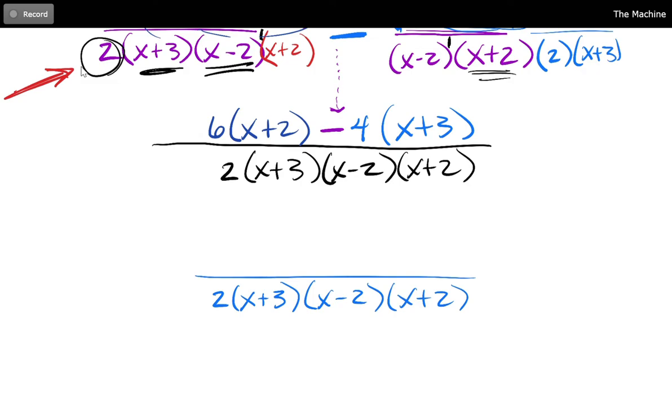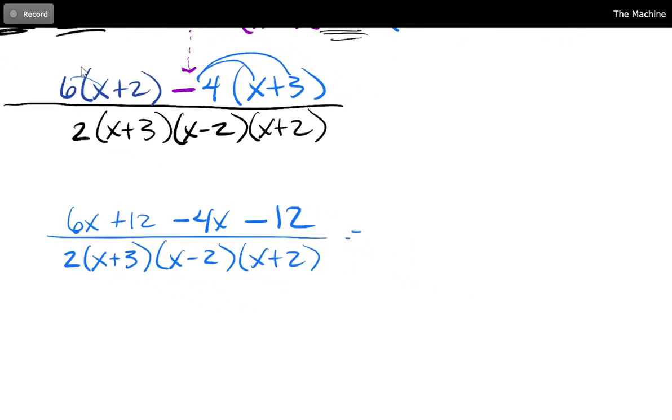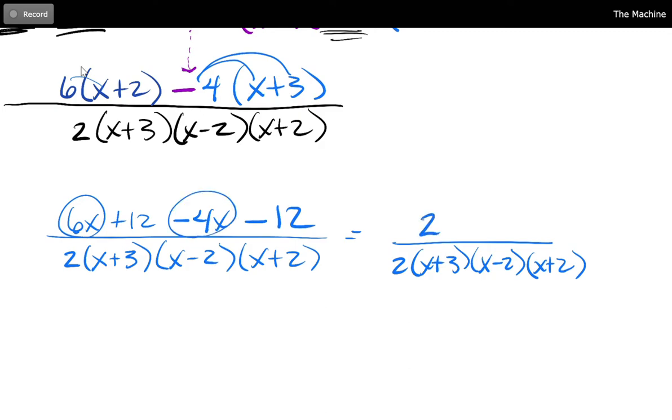I'm going to simplify the top. 6x and then plus 12, and then negative 4 times x is minus 4x, and then negative 4 times positive 3 minus 12. Don't forget to distribute the negative. Okay, and now collect my like terms. Maybe I'll go sideways for this because it helps me keep track of numerators and denominators. And so then 2 times x plus 3 times x minus 2 times x plus 2. And then 6x minus 4x, 2x. And then a positive 12 and a negative 12, they annihilate each other. Oh, look, I'm done with just 2x.